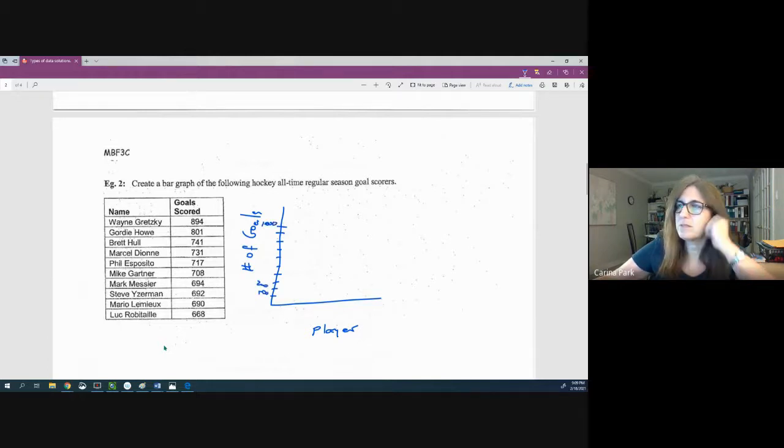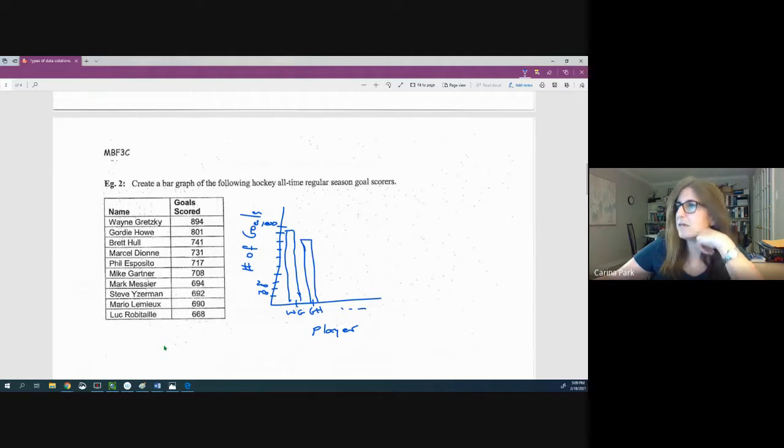So I'm just going to very loosely start this one. And then each bar, there's going to be a bar for each player. So for example, Wayne Gretzky will be just under 900. So I'll draw his bar, and obviously I'm not using a ruler, and you should. So this is Wayne Gretzky's bar. And then separated from his, I'll do Gordie Howe. So that's 800. So pretend I'm drawing with straight lines here. Okay, and so on. You just make the graph.